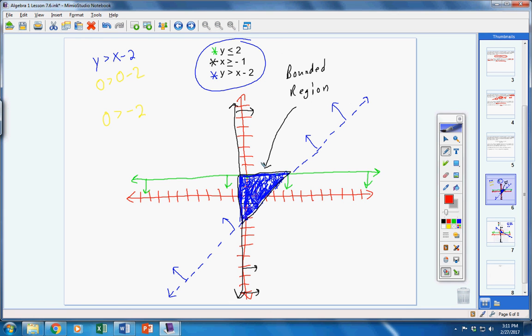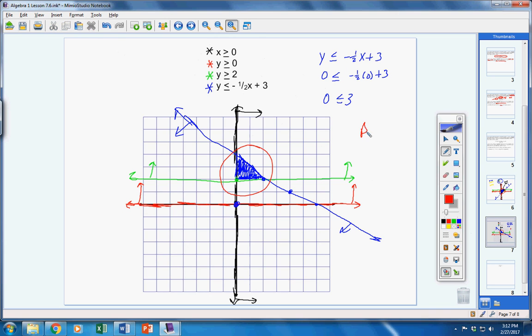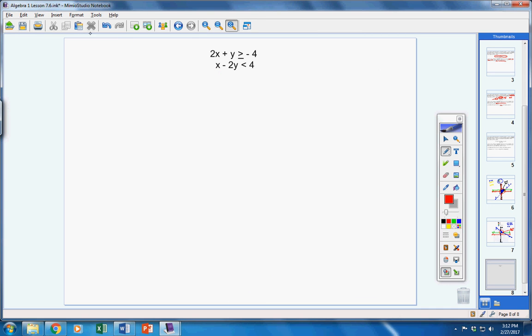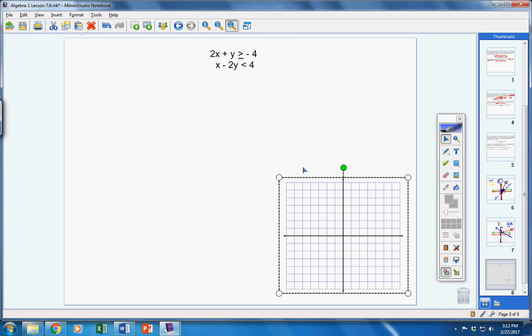We solved this one, and here was the answer right here. Notice once again we have a what? We have a bounded region, and you need to understand that, okay? A bounded region. Alright, let's try one more. We're officially done. One more. Alright, here we go.